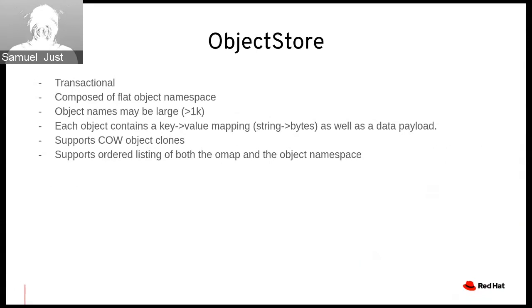Each object contains a key-to-value mapping, as well as a data payload. The key-to-value mapping is used for RGW bucket indices and CephFS directories, among other things. We also need to be able to support copy on write object clones for a lot of features, including CephFS snapshots and RBD snapshots. And we need to support ordered listing of both the OMAP and object namespace.